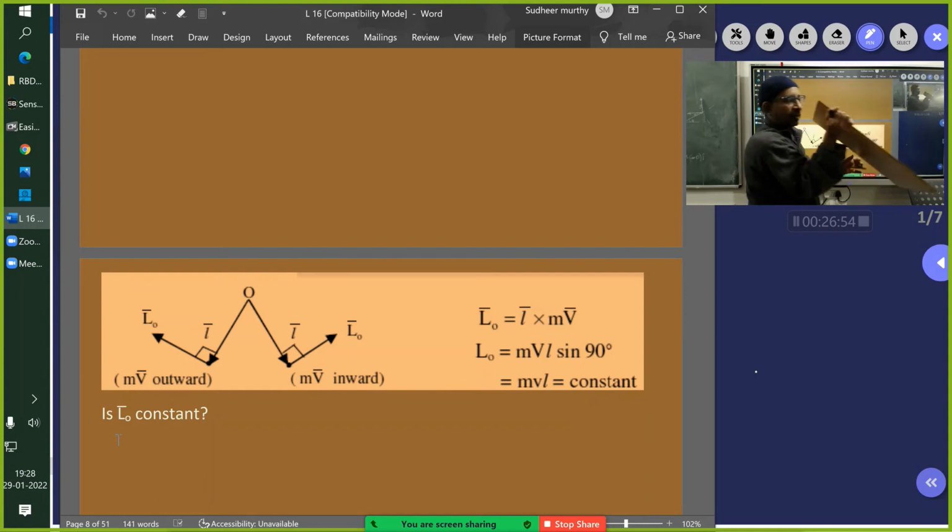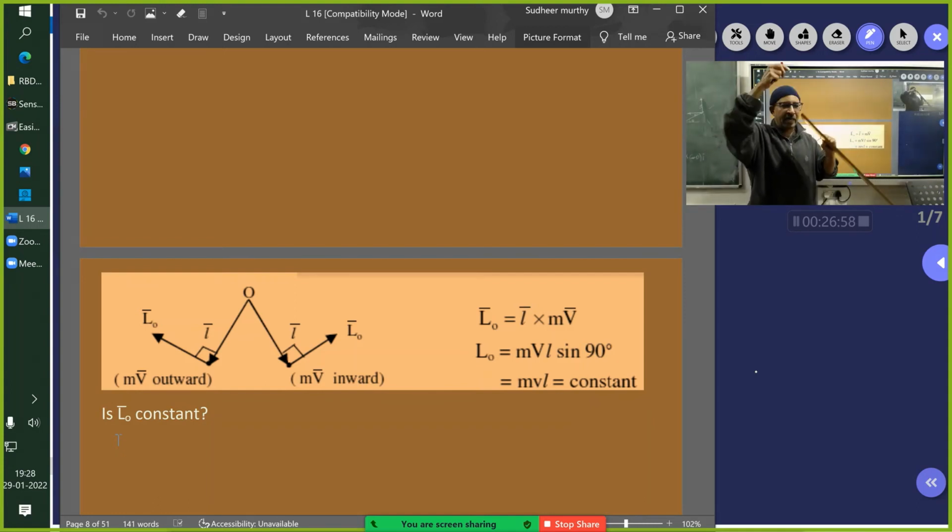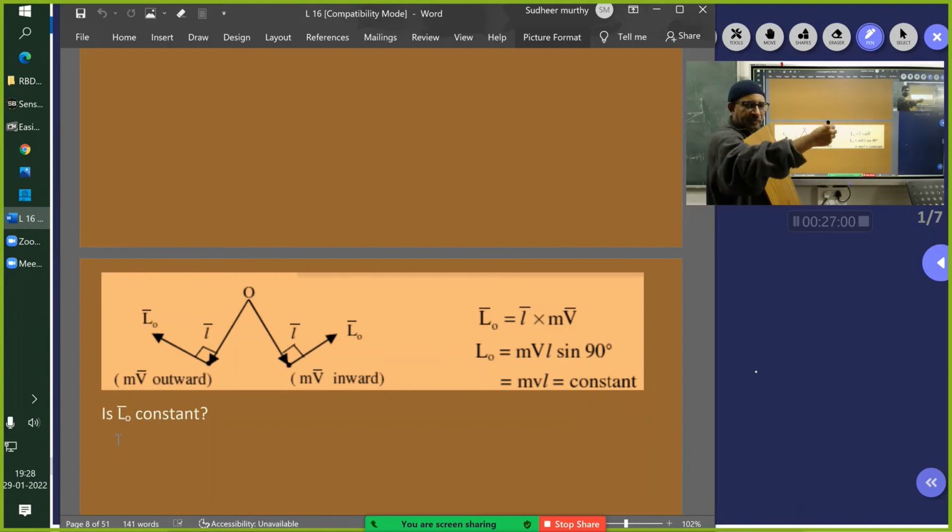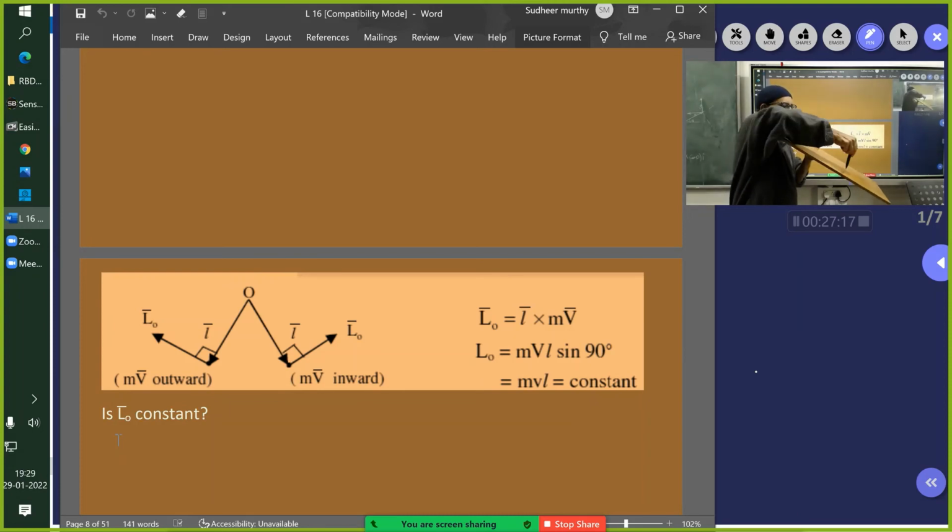See, now I am just holding this plank here at an instant when the bob is here. Can you see my finger here? Yes, sir. The bob is here and it is going into the board. So if I hold this plank, then the line from here to here becomes L bar, and a line perpendicular to this becomes mv bar.